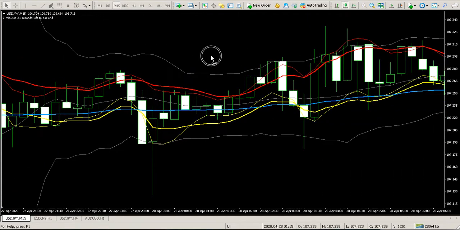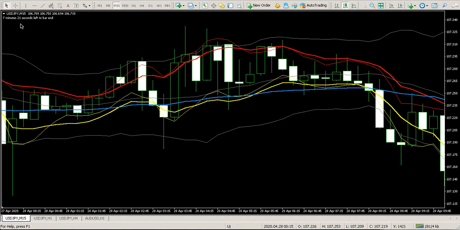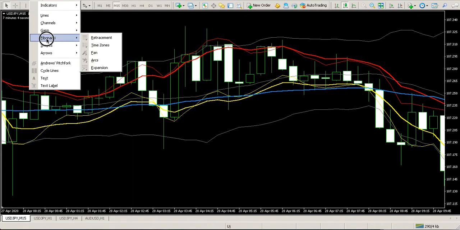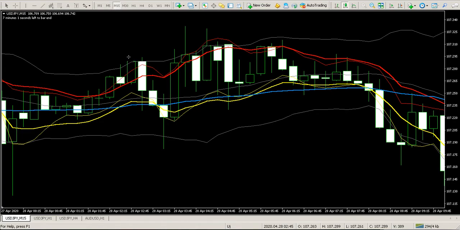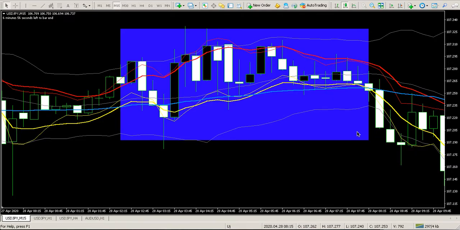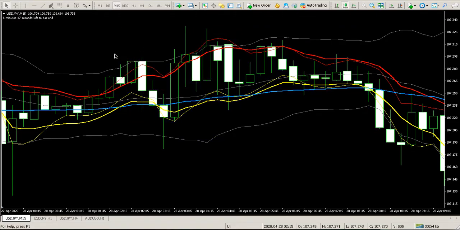My example in this video will be the pair USD JPY, United States dollar against Japanese yen. Right, so okay, let me show you, insert shapes, rectangle. Okay, this is a sideways market. Okay, sideways market, you can see the market is not uptrend or downtrend, but here we have an extreme sell.